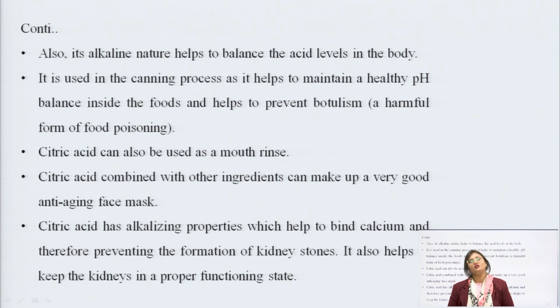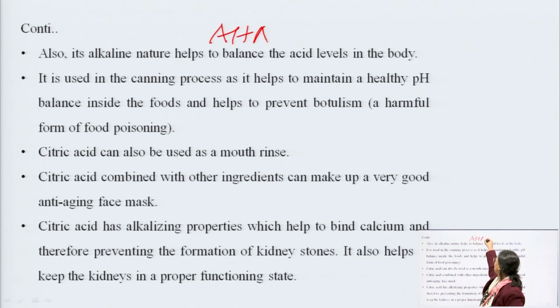Citric acid can also be used as a mouth rinse as it removes bad odor. Citric acid combined with other ingredients can make up a very good anti-aging mask. Again, this is because of its AHA property, alpha hydroxy acid property. Citric acid has alkalizing properties which help to bind calcium and therefore prevent the formation of kidney stones. It also helps to keep the kidneys in a proper functioning form.